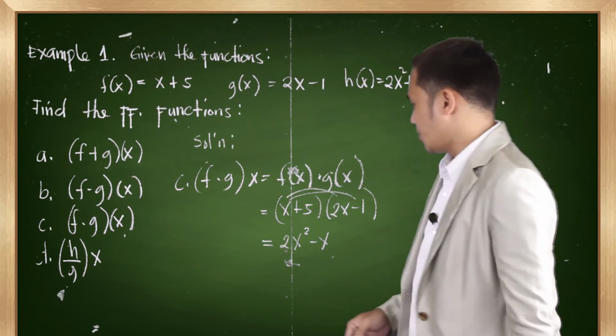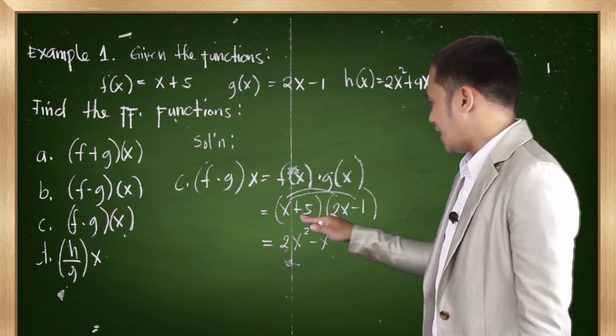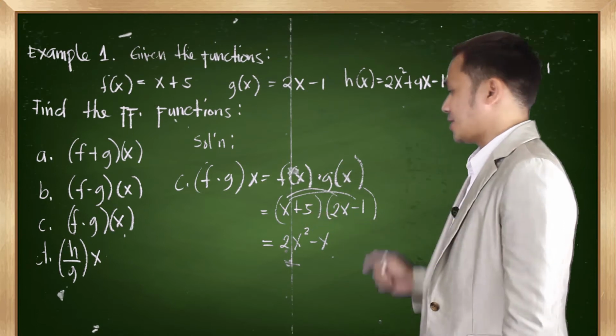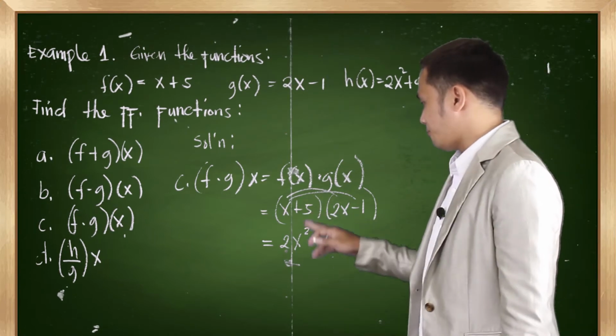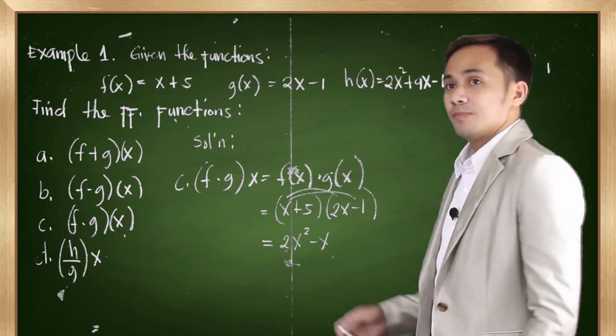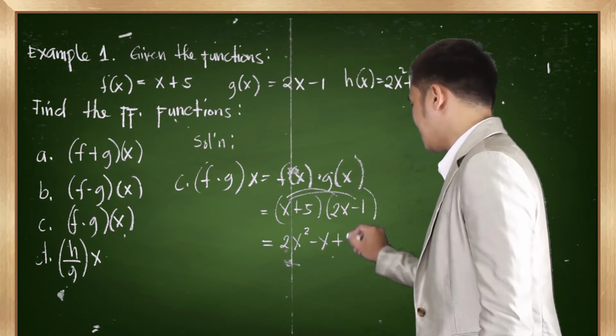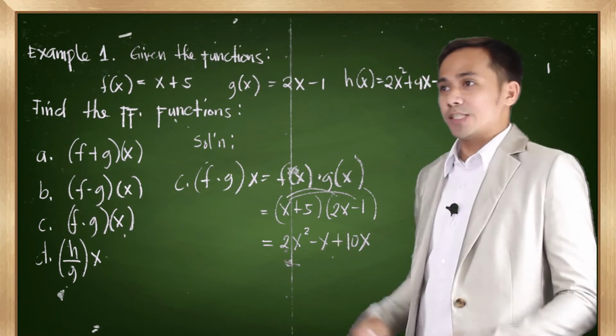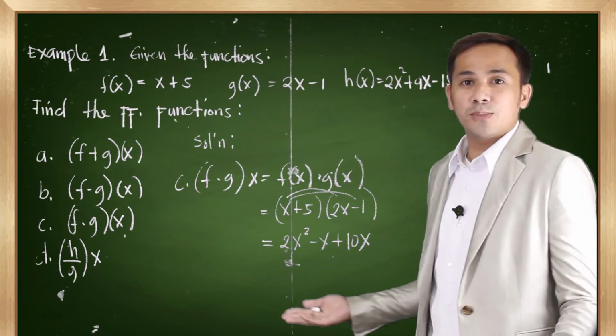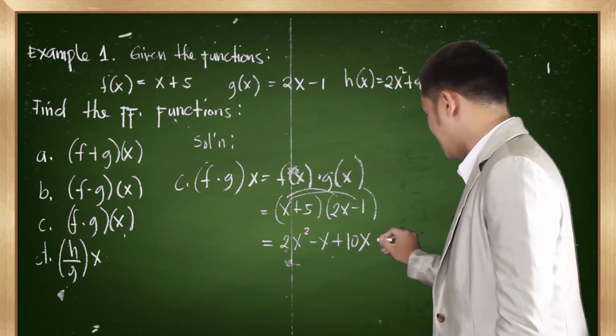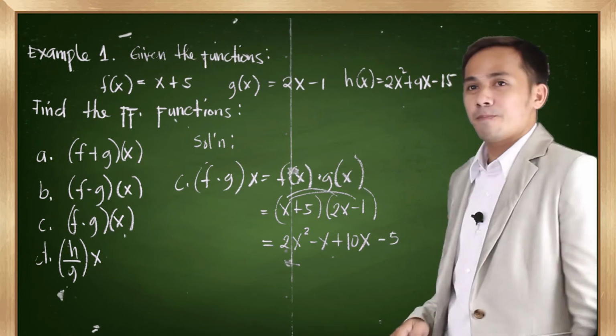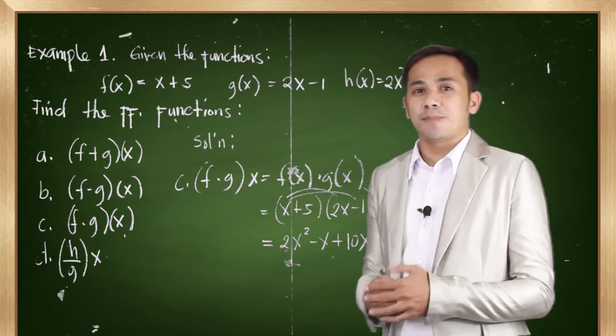And let's proceed to multiplying 5 to 2x and 5 to negative 1. So what is the product of 5 times 2x? That is 10x. And what is the product of 5 and negative 1? It's negative 5. And can you find some similar terms in here?